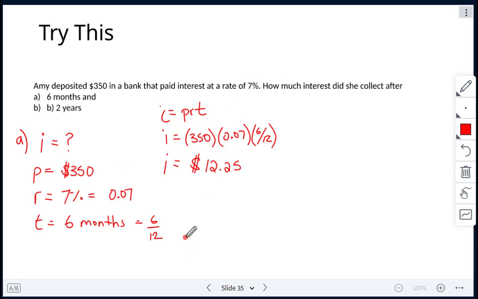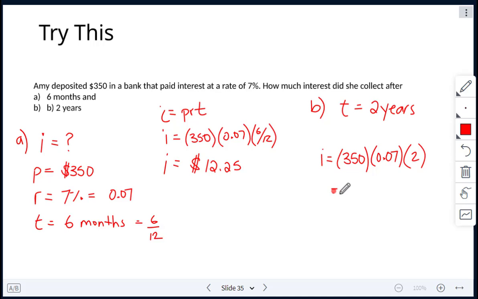Now, how much would she have in 2 years? Part B: everything stays the same except for time. For part B, the time will change to 2 years. The interest she will collect: the principal amount is $350, the rate of interest is 0.07, and the time is 2 years. Put that into your calculators. The answer there is $49 in 2 years.